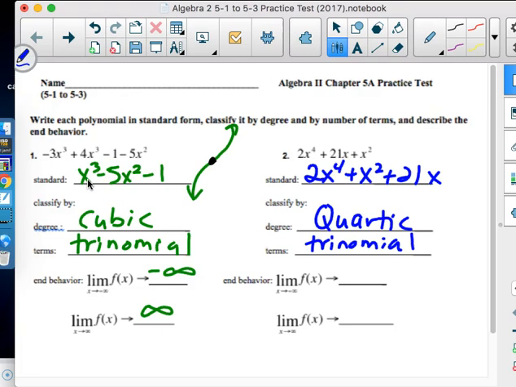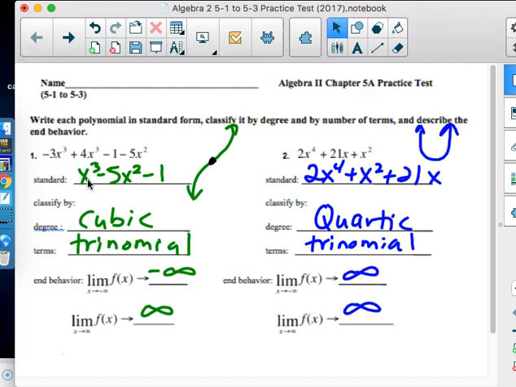Now, 2x to the fourth. What do those look like? Yeah, big parabola. Is this one going to go up or down? Going to go up because it has a positive in the front. So what are we going to put for both of those? Yeah, positive infinity. There we go. Got it. Positive infinity. So are the names coming back to you?